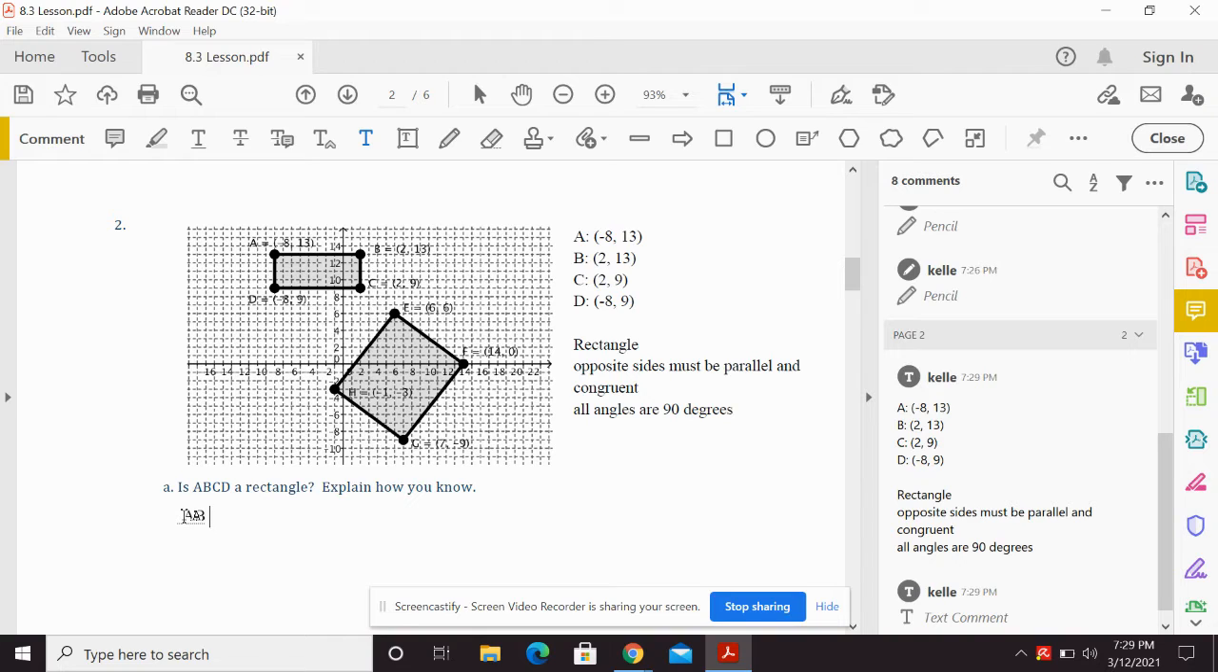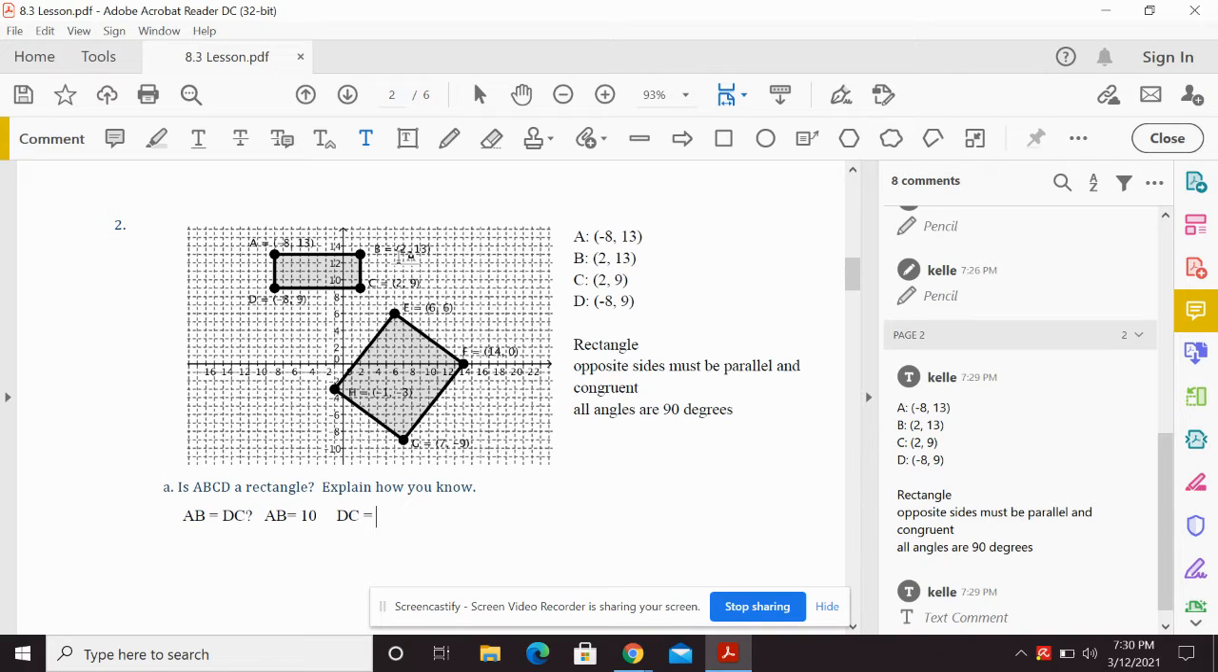Is side AB equal to side DC? Okay, opposite sides need to be congruent. Well, how long is side AB? They're both at y equals 13. So I'm going from -8 to 2. So from -8 to 2, that is 10. So AB equals 10.